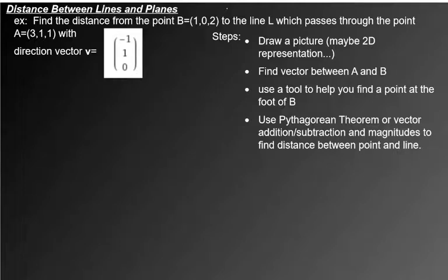So in this problem, it says find the distance from the point B, which is (1, 0, 2), to the line L, which passes through the point A, (3, 1, 1). And they give you the direction vector of that line, which is (-1, 1, 0). I think I'm a visual person. I always like to draw a picture. It does not have to be perfect, because I don't want to try to scale this perfectly to the right spots with the actual coordinates.